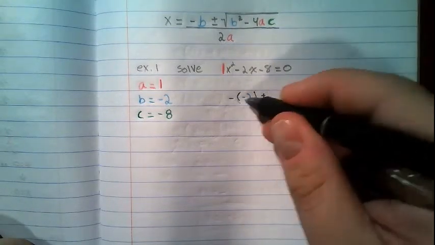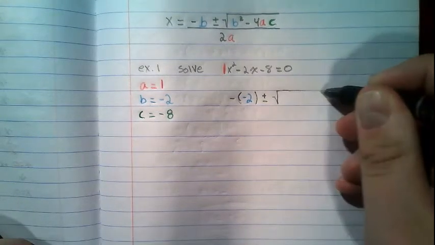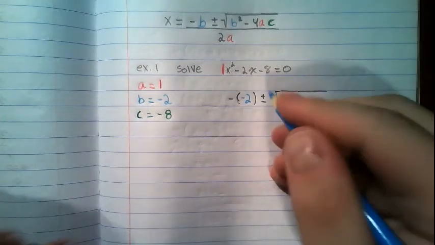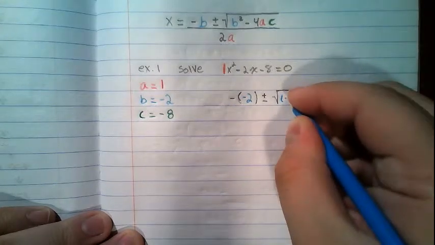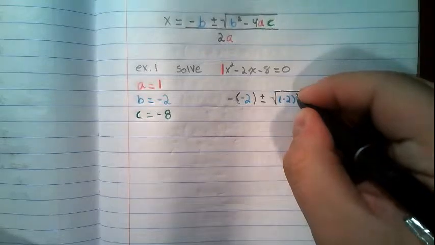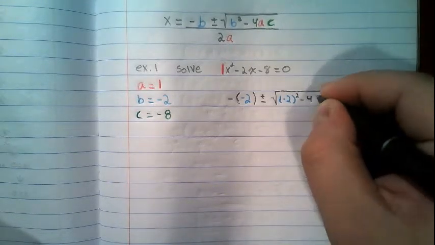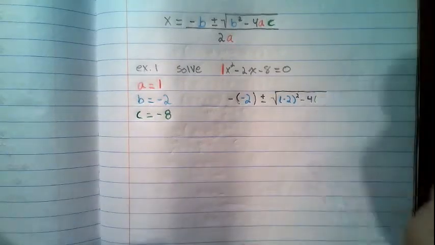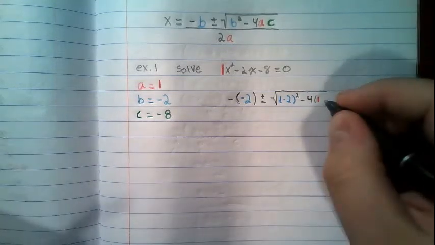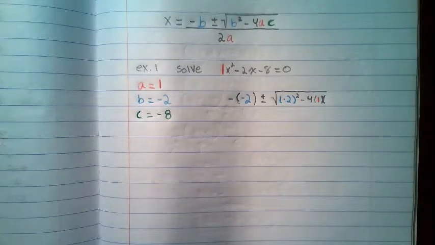So again, negative b plus or minus, now I have the square root of b squared, so that's negative 2 squared, minus 4 times a, which is 1, and then times c, which is negative 8.